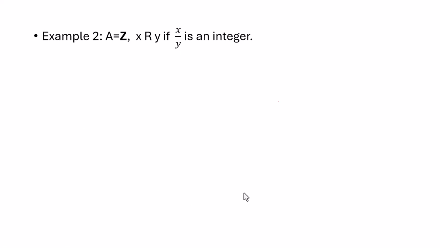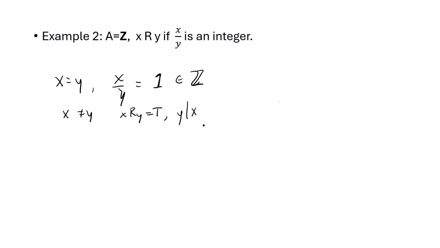Let's say, for example, we have A equals Z and xRy if x over y is an integer. Now in this case, if x equals y, then x over y equals 1, and that's an integer that belongs to Z. On the other hand, if x doesn't equal y and xRy ends up equaling true, then that means that x is divisible by y, or y divides x. And also, in fact, that the absolute value of y has to be less than x.